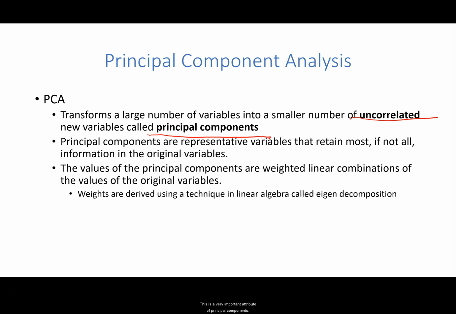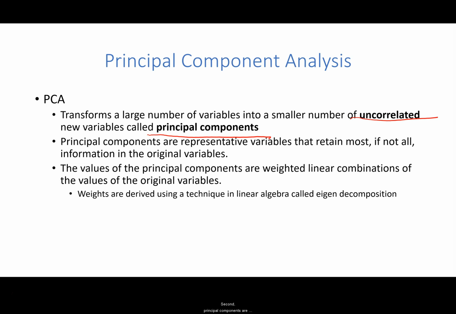This is a very important attribute of the principal components. Lack of correlation between predictor variables means there is no overlap of information, which is a desirable attribute of a dataset.